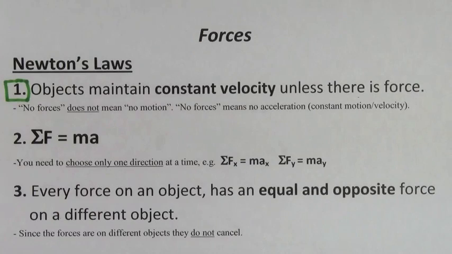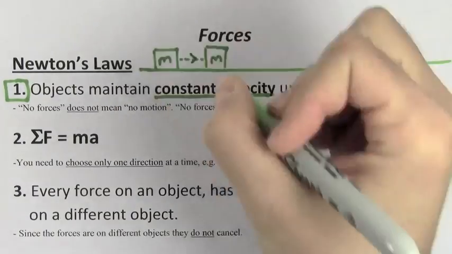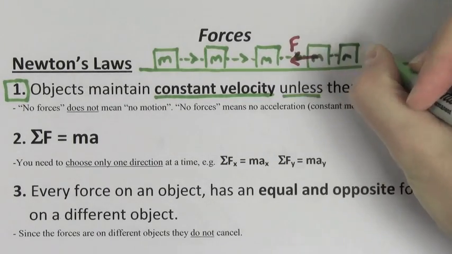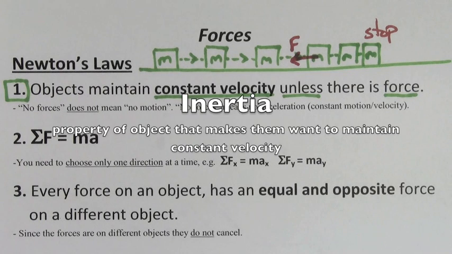Newton's first law says that an object will maintain constant velocity unless there's an unbalanced force on that object. People get this wrong all the time. They think that to maintain constant velocity you need a force. It's the opposite. If a box of mass m is moving with constant velocity, it wants to keep that constant velocity, and the only reason that it would not keep that constant velocity is that there's an unbalanced force on that mass, like a frictional force causing the box to stop. This property of objects wanting to maintain constant velocity is called inertia.